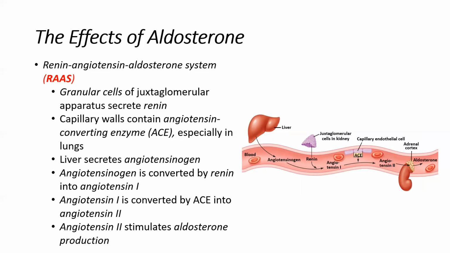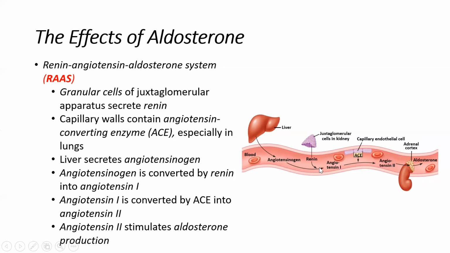So the first thing is that we have granular cells of the juxtaglomerular apparatus. And I talked about the juxtaglomerular complex or apparatus a bit earlier on. I talked about the 3 cells that are part of that apparatus: the mesangial cells, the extramesangial cells, the granular cells, which we're going to be referring to now, and then the macula densa cells. So the granular cells of that apparatus release renin. And renin is going to be released into the blood.